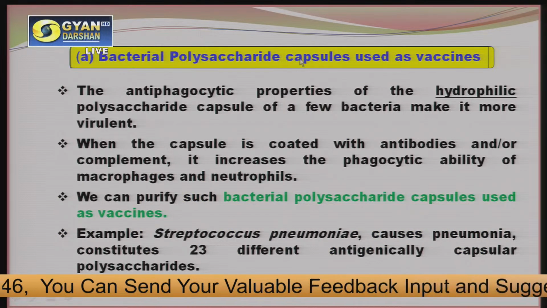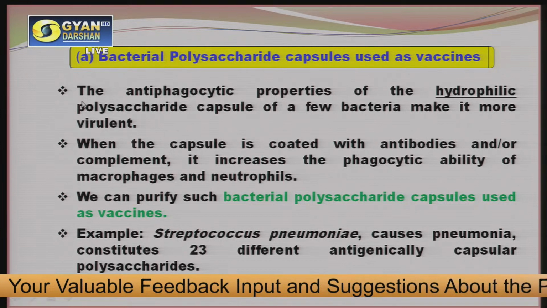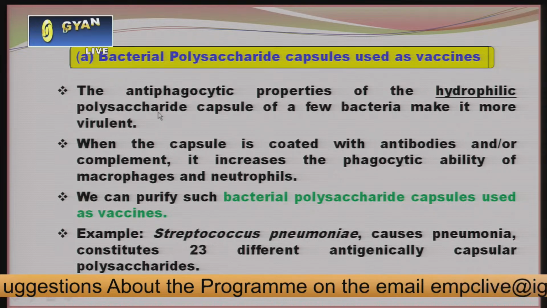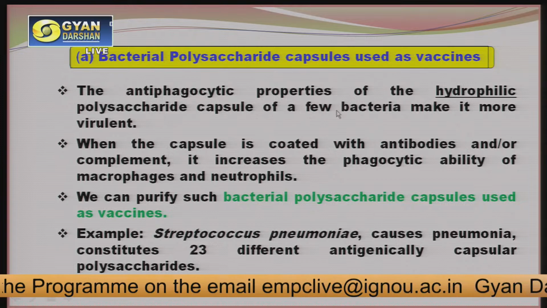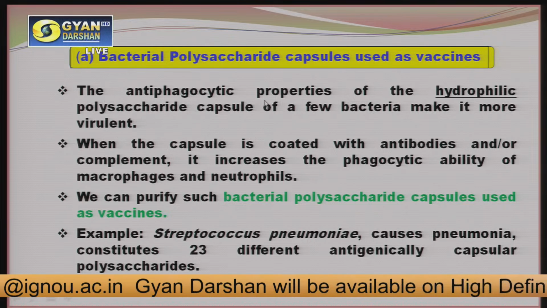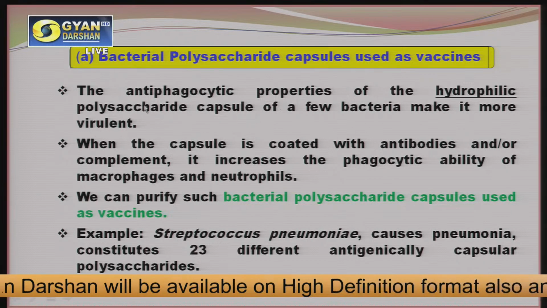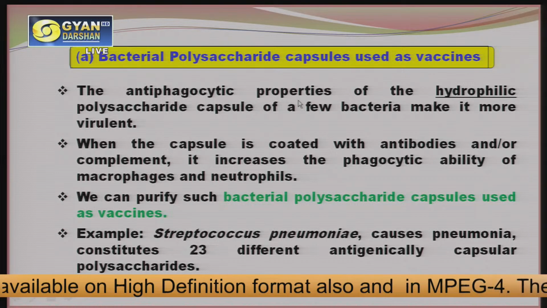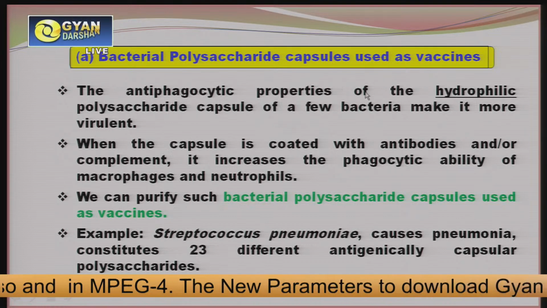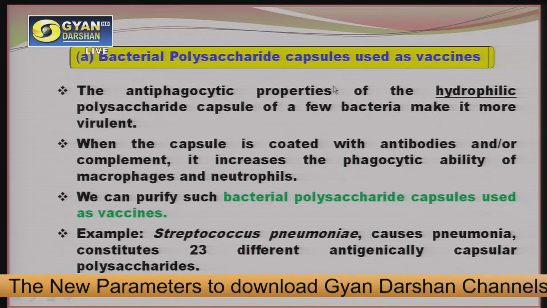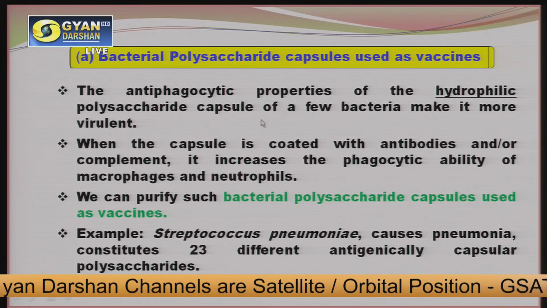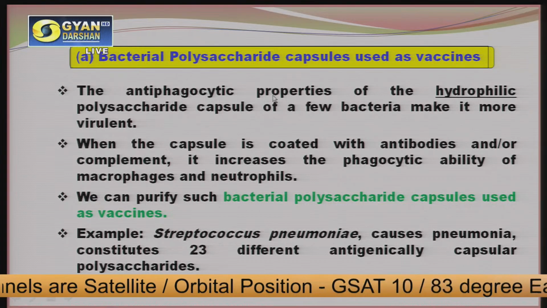First one is the bacterial polysaccharide capsule used as a vaccine. The antiphagocytic properties of the hydrophilic polysaccharide capsule of a few bacteria make them more virulent. The various polysaccharide capsules available on the surface of the bacteria have antiphagocytic properties. We can exploit these properties, and ultimately we can enhance the immune response inside the body by utilizing the bacterial polysaccharide capsules.